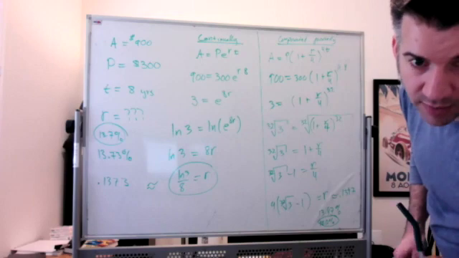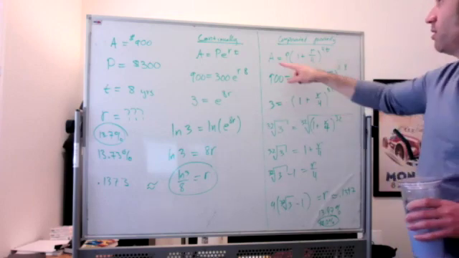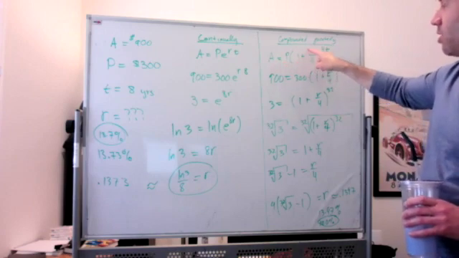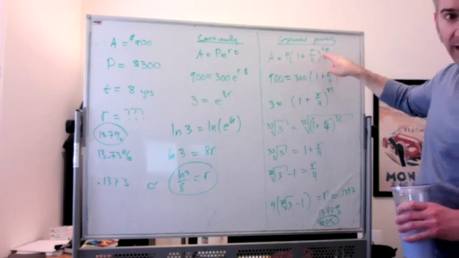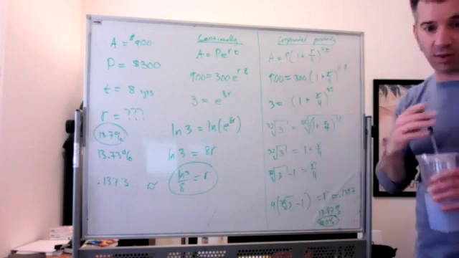The 4. So the 4 is because of the quarterly, right? So I use the formula A equals P times 1 plus R over N to the NT power, but I just plugged in 4 for N since it is quarterly.